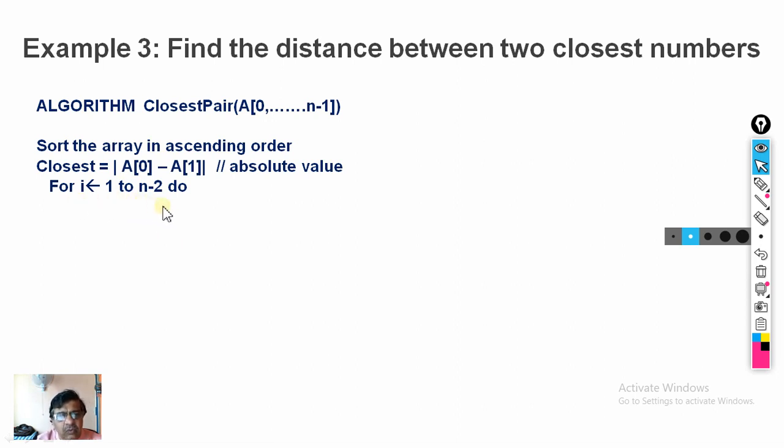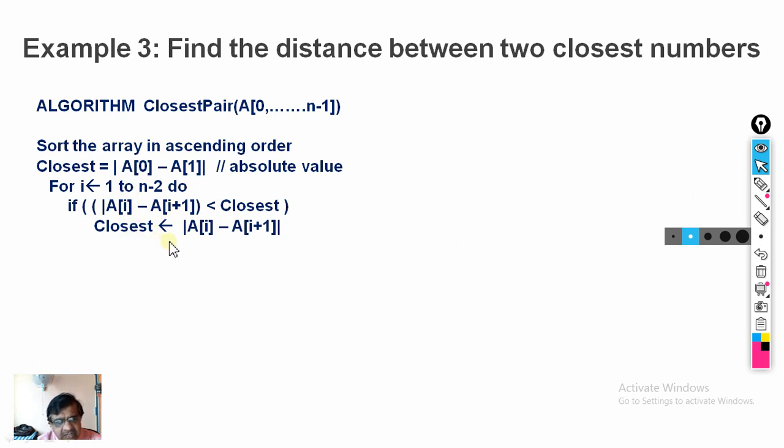So for i equal to 1 to n minus 2, what we have to do, if a of i minus a of i plus 1, that is a of 1 minus a of 2, is lesser than the closest, then closest will be equal to a of i minus a of i plus 1. I repeat, if this is lesser than the assumed closest, then closest will definitely be equal to a of i minus a of i plus 1. And if this is lesser than this, this will only remain as the closest pair.